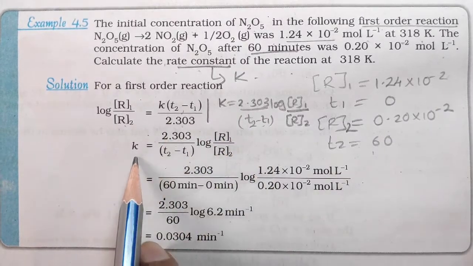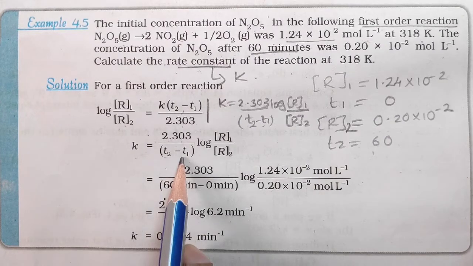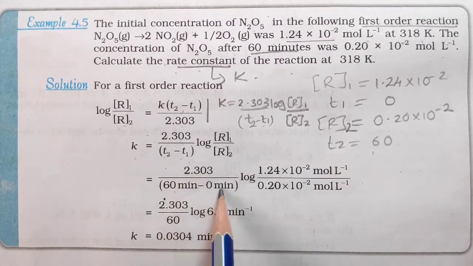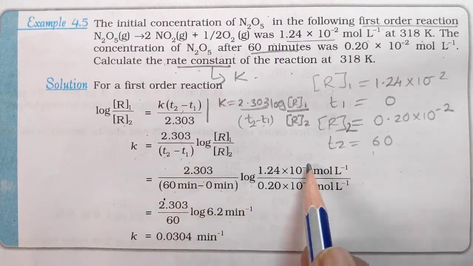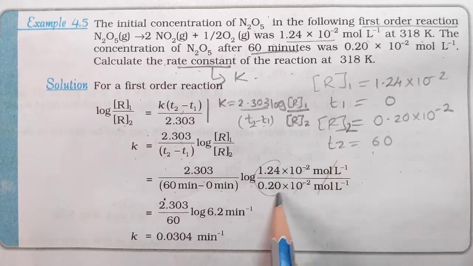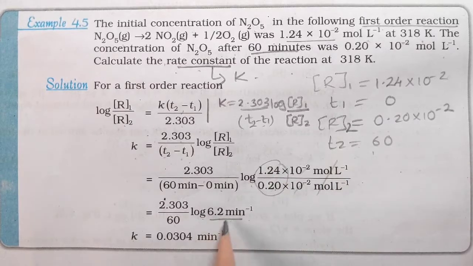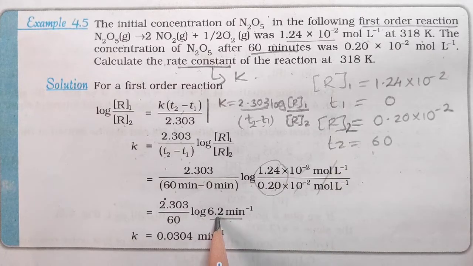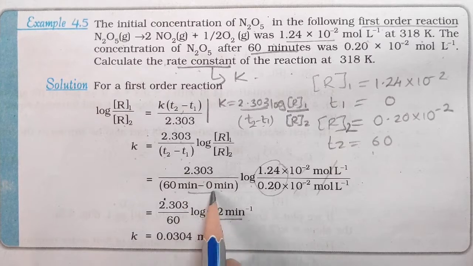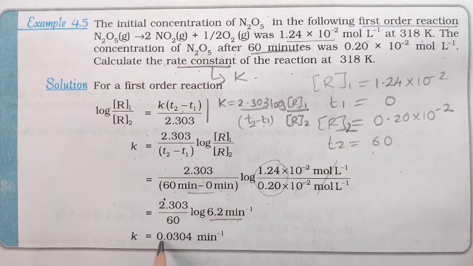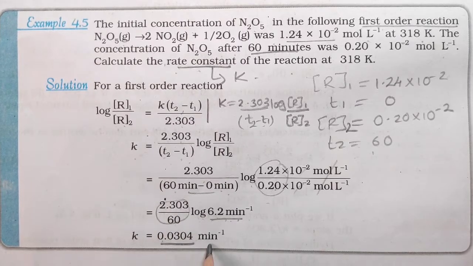Now K is equal to this value. You substitute T2, 60, minus this one, and this will get cancelled. Simplifying, it will be log 6.2. Understood? Now the minute will go up, so minute inverse. You can find log 6.2 and multiply it with this value, and you will get the answer in minute inverse.